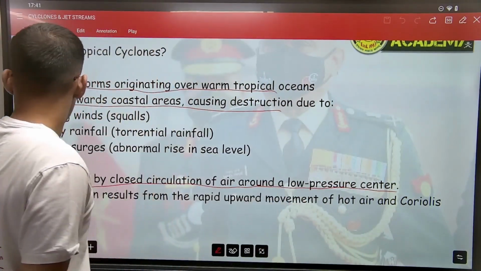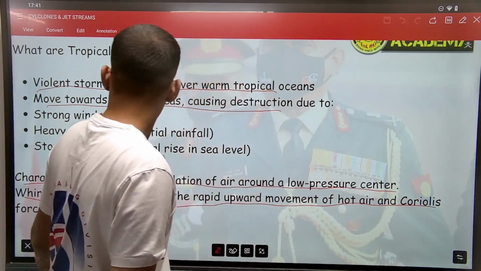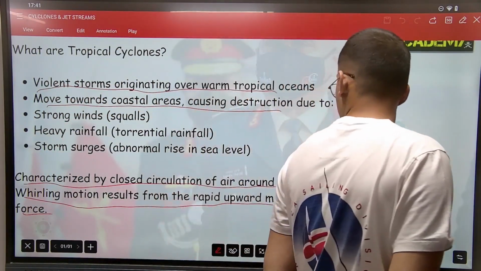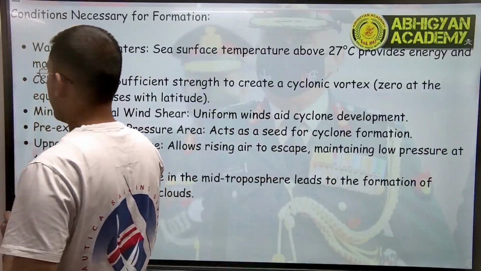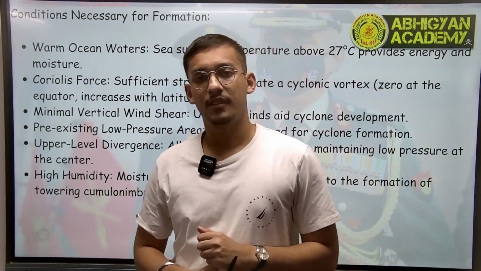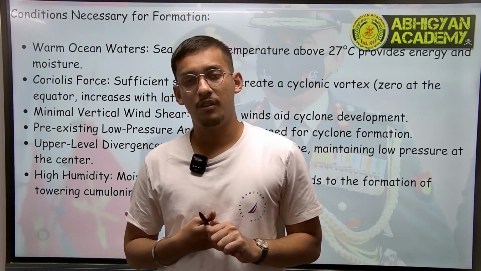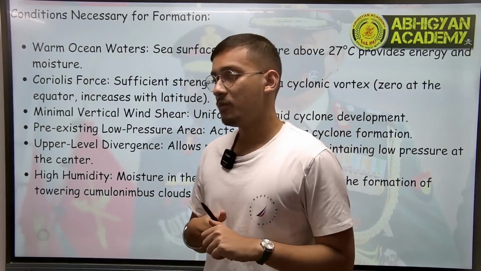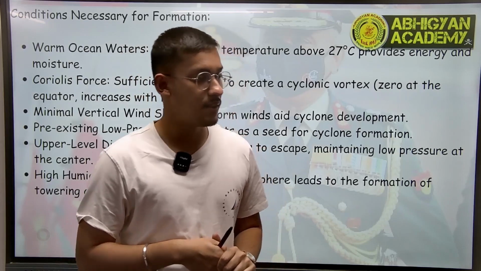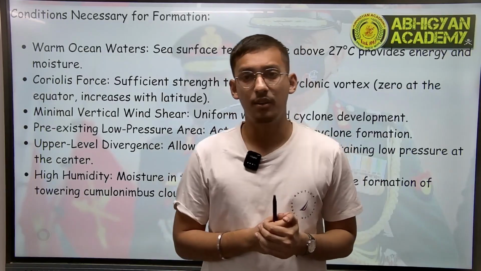Then we have whirling motion. Whirling motion results from the rapid upward movement of hot air and Coriolis force. The Coriolis force and the movement of hot air lead to the whirling motion of a cyclone. Now, as I said before, what are the conditions necessary for cyclones? Warm water, a large water body, then we have Coriolis force, then we have the need for low pressure and high pressure areas, then we need high humidity areas, we need upper level divergence, tropospheric divergence. So these are a few of the important factors for formation of cyclones.